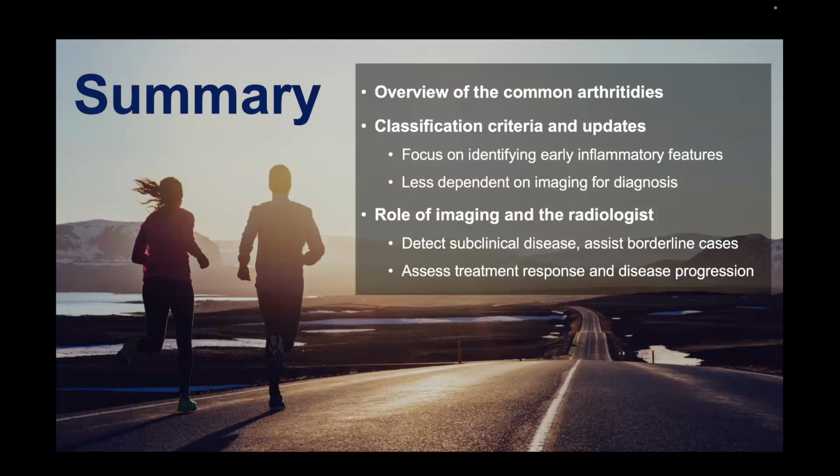And I showed you that the classification criteria for the main inflammatory arthroses have less dependence on imaging for diagnosis, but really we can still play a role, and our role is to try and detect subclinical disease that are difficult cases for the rheumatologist, or if there is a borderline case or cases where there is overlapping features of both osteoarthrosis or crystal disease with underlying seronegative or seropositive arthropathy. And we can also look for treatment response and disease progression.